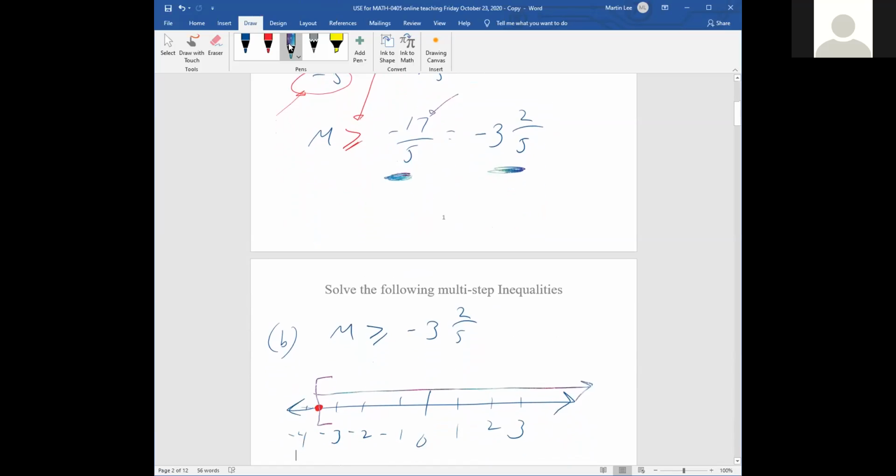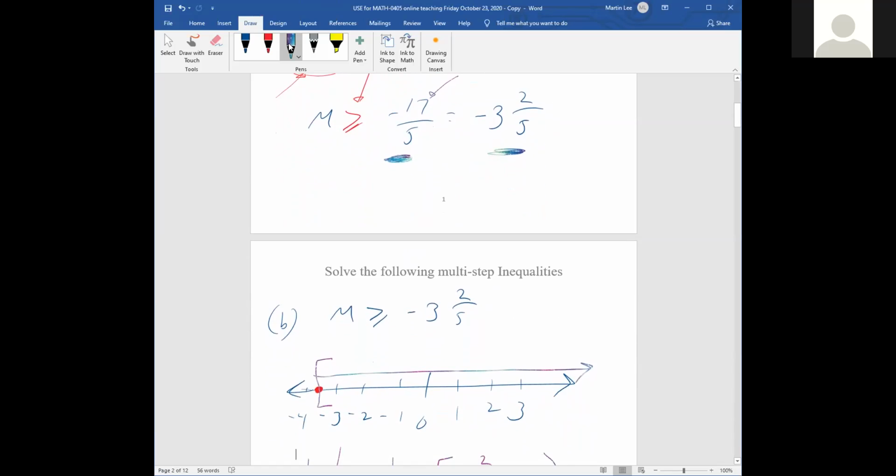But I need to go another 2/5. So that's somewhere between negative 3 and negative 4. Okay, I see. That's what I was just trying to figure out, but I get it now.